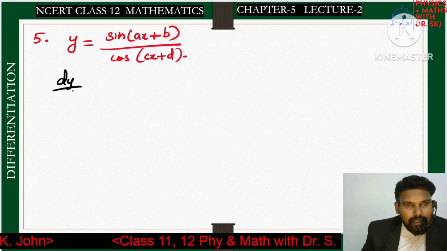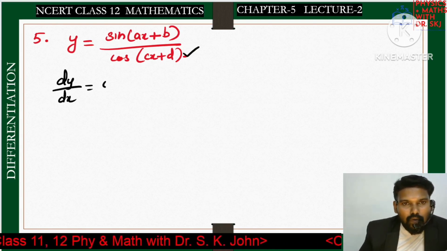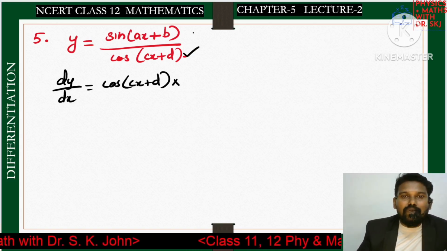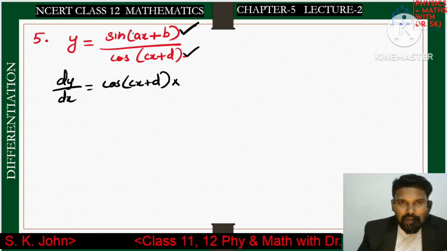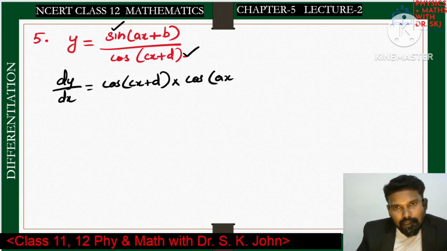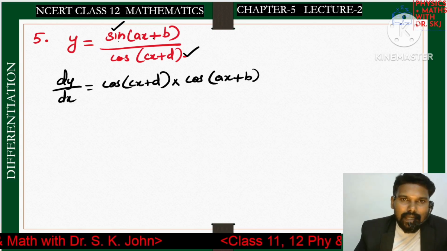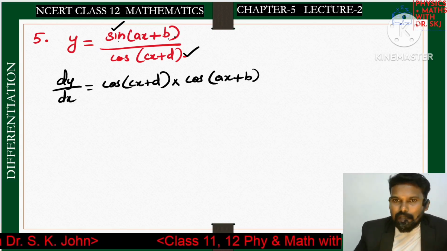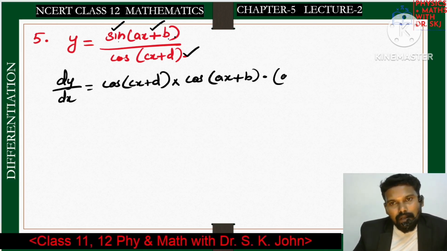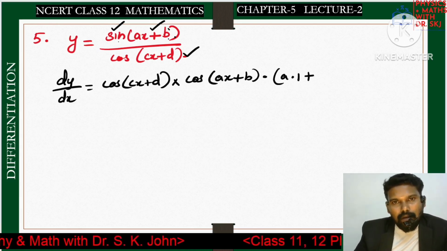So dy by dx is equal to, what is the quotient rule? Denominator into, what is the denominator here? Cos of cx plus d. Denominator into derivative of numerator. What is the derivative of this function? First we have to differentiate sine. It is cos, and there you have to write ax plus b without making any change to it. The derivative of sine of ax plus b is cos of ax plus b. Now you have to differentiate ax plus b. What is the derivative of ax plus b? It is a into 1 for x, plus b is a constant number, so it is 0.